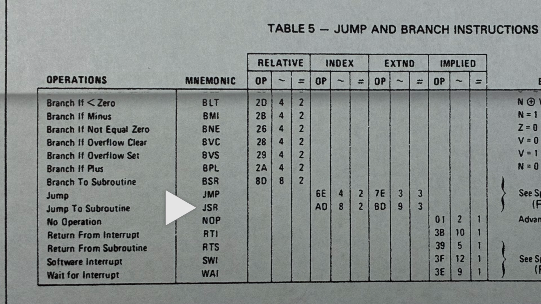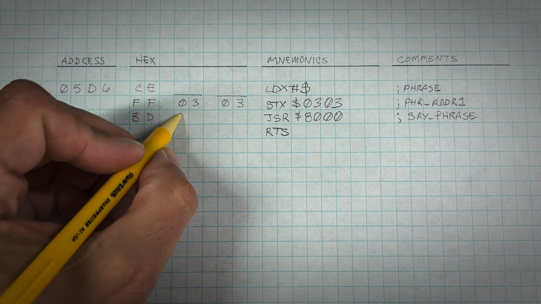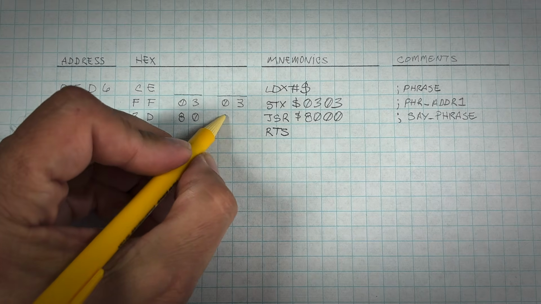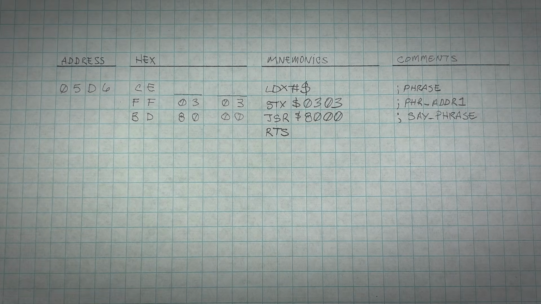Here is JSR, and we'll again be using the extended addressing mode to jump to any 4-digit hexadecimal address. The opcode is BD. At this point, filling in the hex column is almost automatic. The JSR command will transfer control to the save phrase routine in ROM, and Hero Jr. will speak our Hello World phrase. When the routine is done, the robot will automatically return to our program and execute the next command.